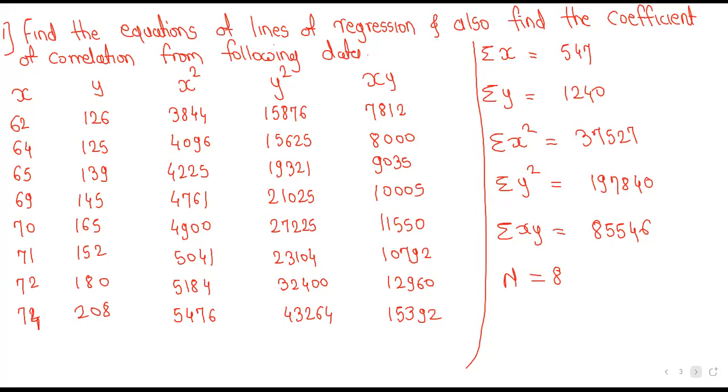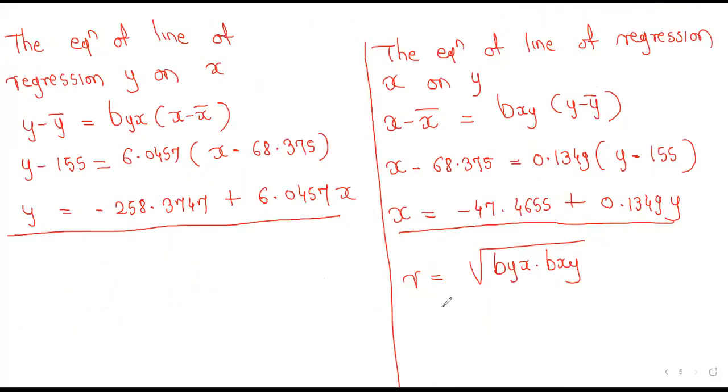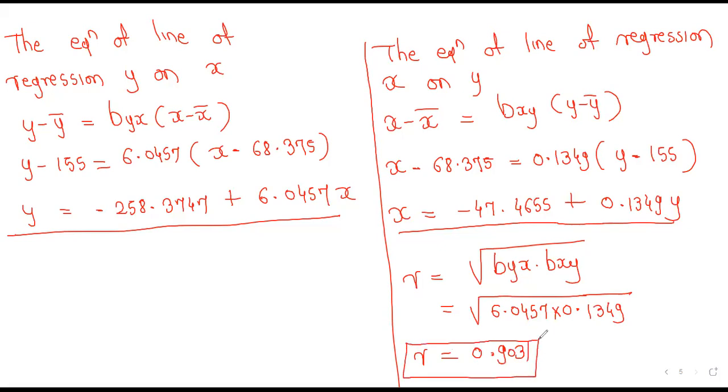Okay, so here small r is equal to square root of byx into bxy, that is 6.0457 and 0.1349. So small r is equal to 0.9031. This is the coefficient of correlation.